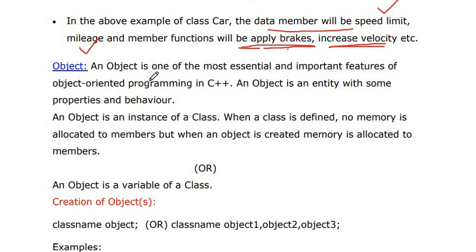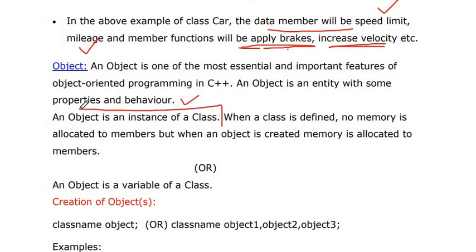An object is one of the most essential and important features of object-oriented programming in C++. An object is an entity with some properties and behavior. Every object has a certain number of properties and behavior. An object is an instance of the class. This is the definition of the object.